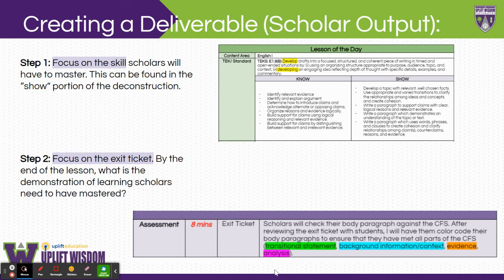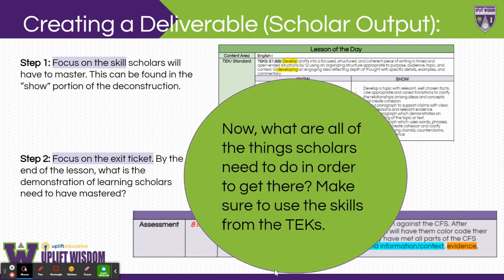So transitional statements, the background information and context, the evidence, and the analysis. That's how I know that they have mastered this exit ticket and the objective is met. The TEK might not be met yet, but that objective for the day is met. Okay? That's how I know, depending on what they get on that exit ticket. So now, what are all the things during this lesson that scholars need to do to get there?